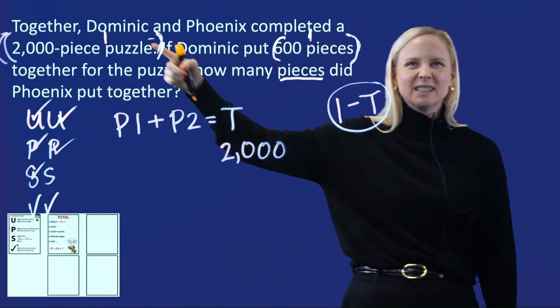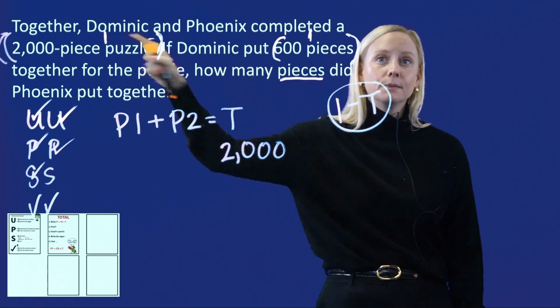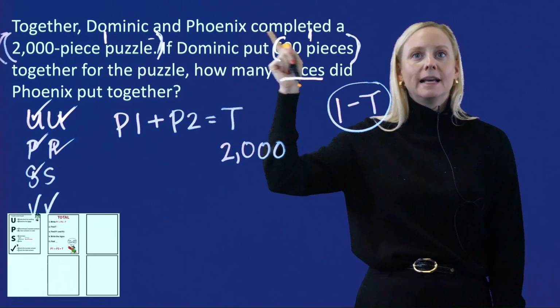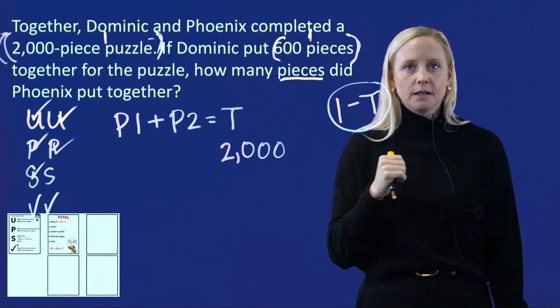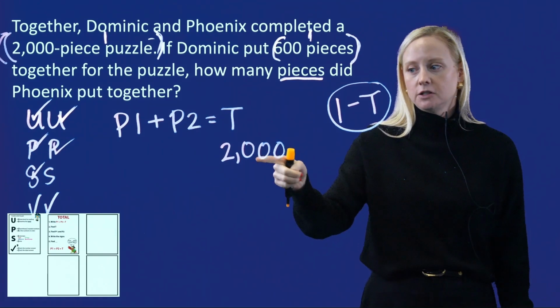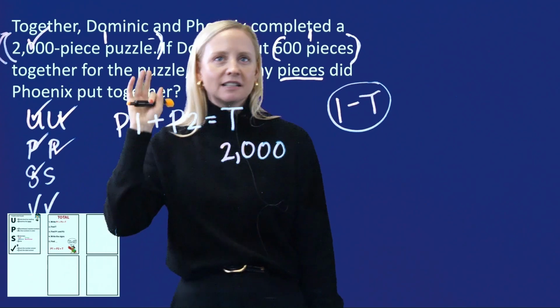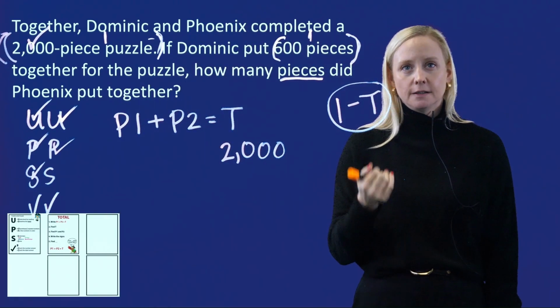And I like to help students say, well, did Dominic complete the puzzle? No. Did Phoenix complete the puzzle? No. Dominic and Phoenix together completed the puzzle. So we know that our combined amount is given to us. So we're going to put that under the total. And again, I like to check off my number so I know I've used it.